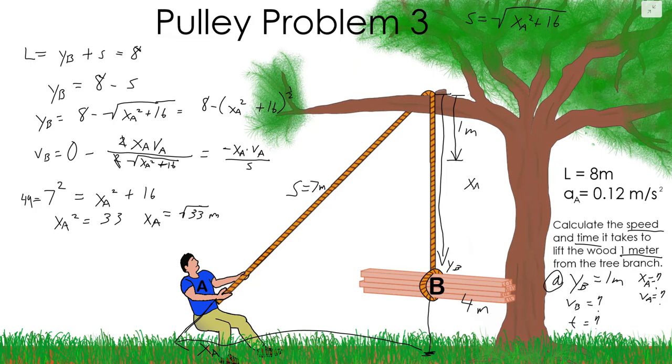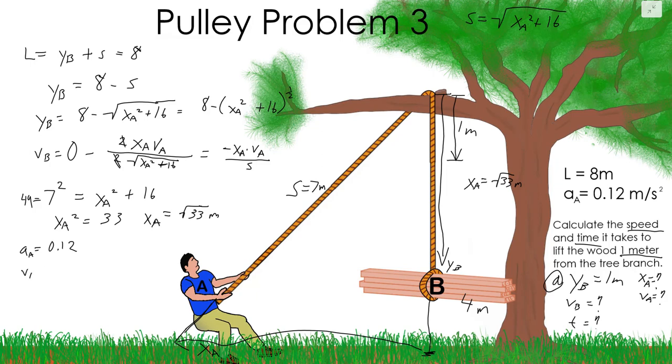So xA equals the square root of 33 meters. And then now we have to get vA as well. So if we're given the acceleration of the man, we just have to do the integral. So aA equals 0.12 meters per second squared. I just won't include the units.